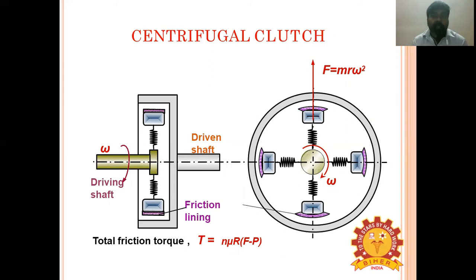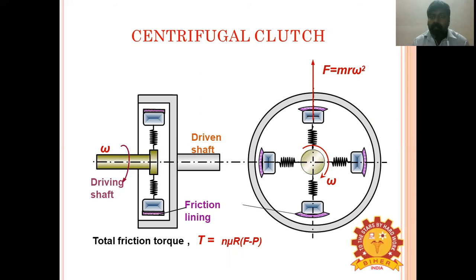The driving shaft carries the spider, shoes, and the springs, while the driven shaft is connected to the pulley. So this is called a centrifugal clutch. It has the shoes, right? The shoes are mounted radially and springs keep them always away from the inner rim of the pulley. Shoes have some mass, right?